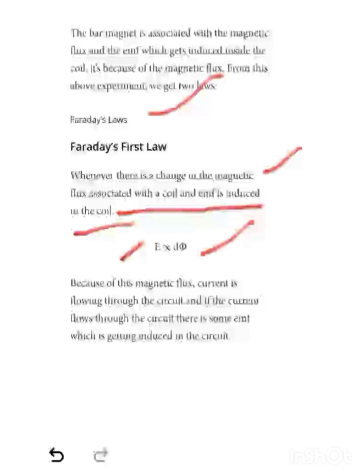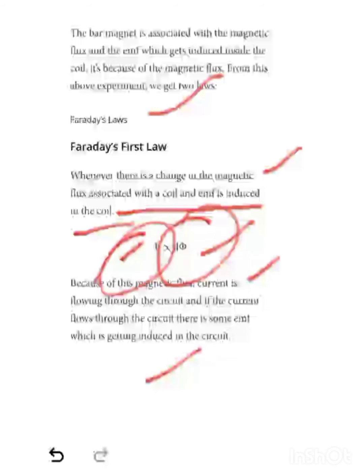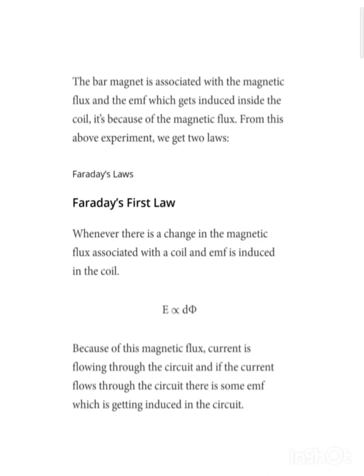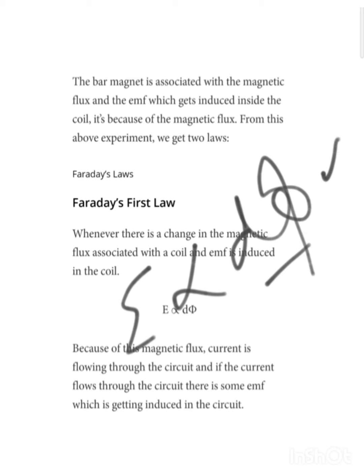Because of this magnetic flux, current is flowing through the circuit, and if the current flows through the circuit, there is some EMF which is getting induced in the circuit. जितना ज़्यादा magnetic flux change होगा उतना induced current change होगा. So you can say that the total induced EMF produced is directly proportional to the total magnetic flux. जितना ज़्यादा magnetic flux होगा उतना ज़्यादा induced current इसमें produce होगा.